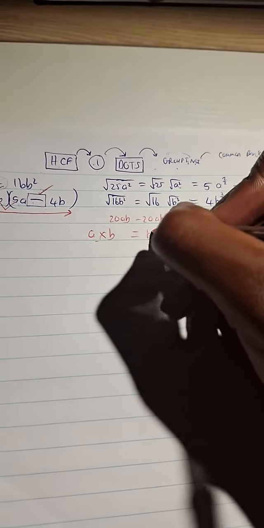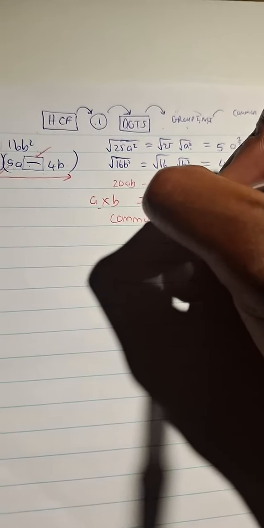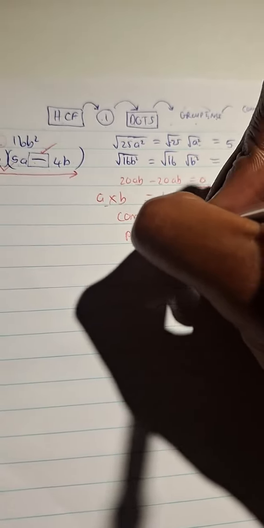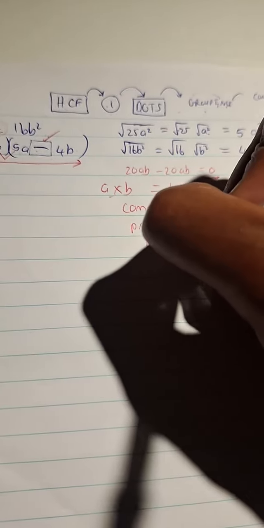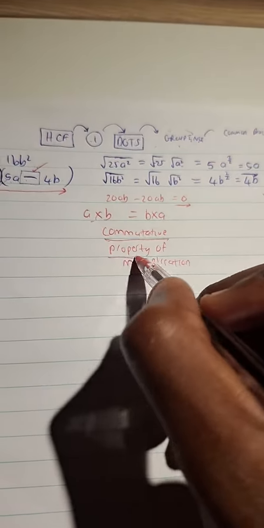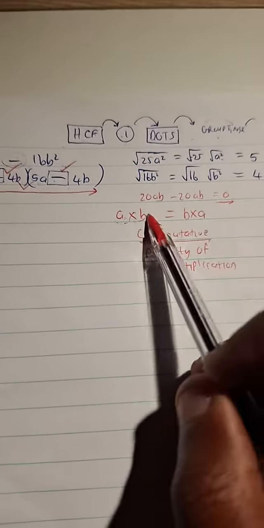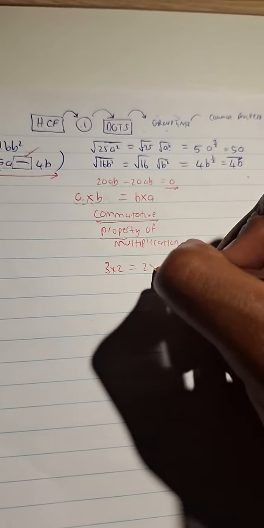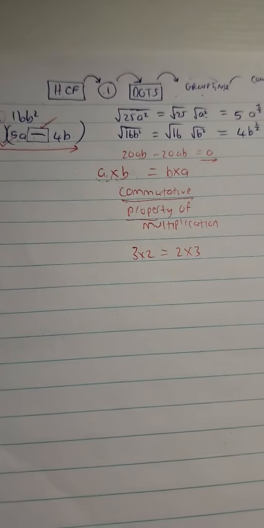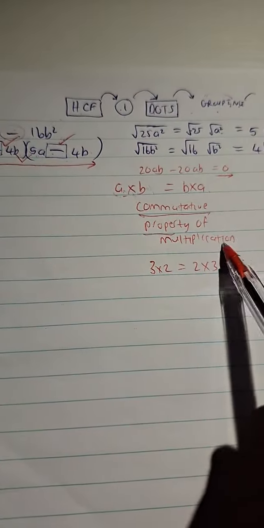Isn't a times b the same thing as b times a? Yes, it is. What do we call that? We call that the commutative property of multiplication. What does commutative mean? Commutative means that the order in which you place things when multiplying does not matter. So that means 3 times 2 is the same thing as 2 times 3. As it is, of course, because that is the commutative property of multiplication.